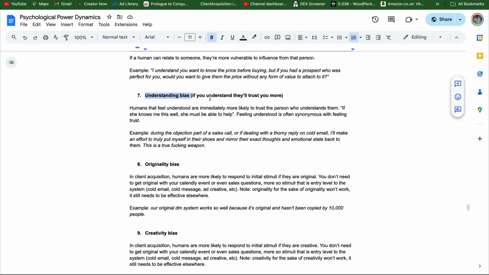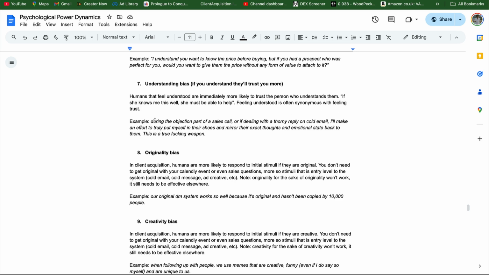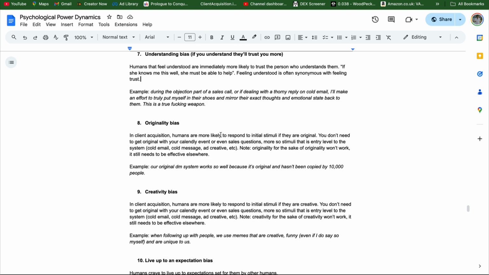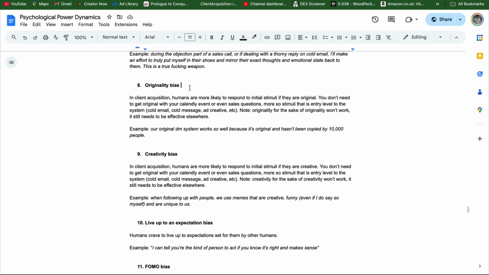Understanding bias. If you understand them, they'll trust you more. Humans that feel understood are immediately more likely to trust a person who understands them. If she knows me this well, she must be able to help. Feeling understood is often synonymous with feeling trust. Example, during the objection part of a sales call, or if dealing with a thorny reply on cold email or cold DM, I'll make an effort to truly put myself in their shoes and mirror their exact thoughts and emotional state back to them. This is a true weapon.